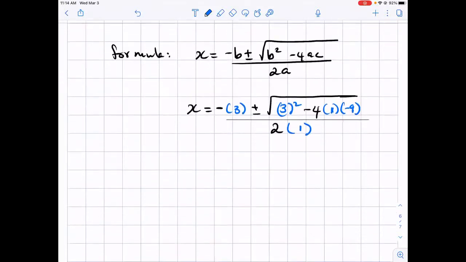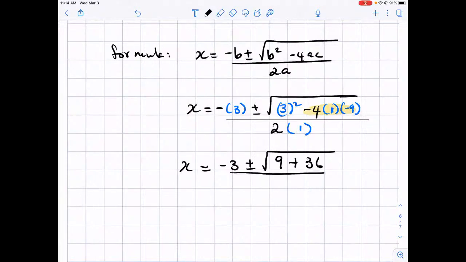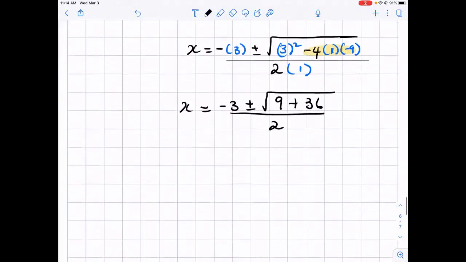So now we just simplify. We have x is equal to minus 3 plus or minus the square root. 3 squared becomes 9. And then if we multiply this out, the two negatives become positive, and 4 times 9 is 36. All of that over 2 times 1 is 2. So we have x is equal to minus 3 plus or minus the square root of 45 over 2.